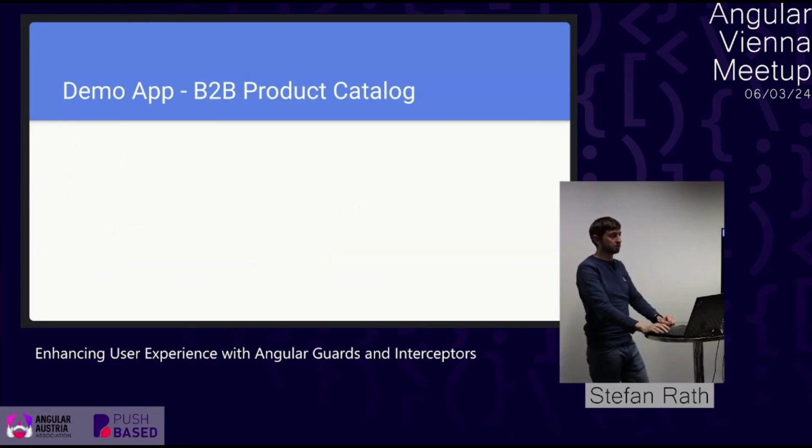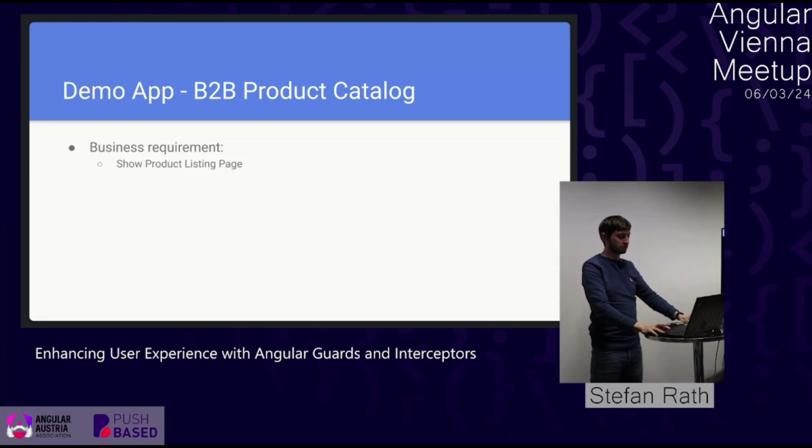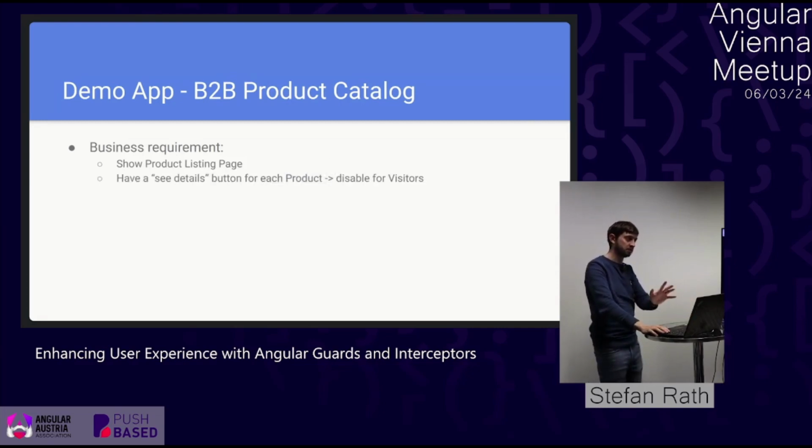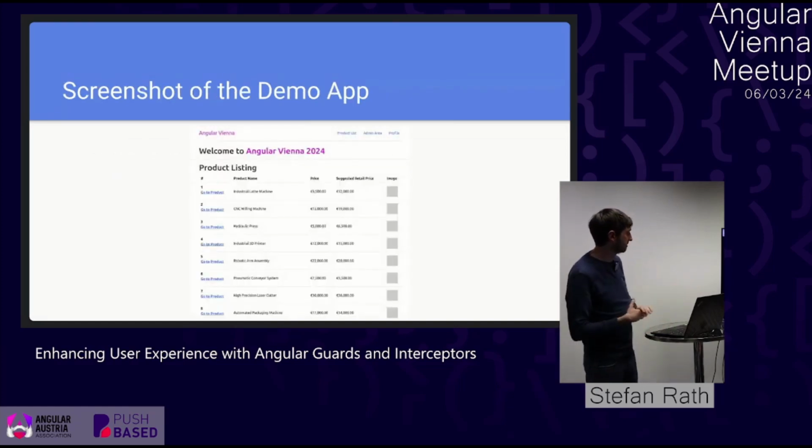And there is a business requirement, and we all have business requirements because they're mostly really great for our applications, especially if they come in on Friday morning and say we have to go live this week. But the business requirement in this case is just: show the product listing page, have a see details button on each product, but disable this button for visitors, which sounds logical. Only logged in users should be able to really see the product details. And then it might look like this.